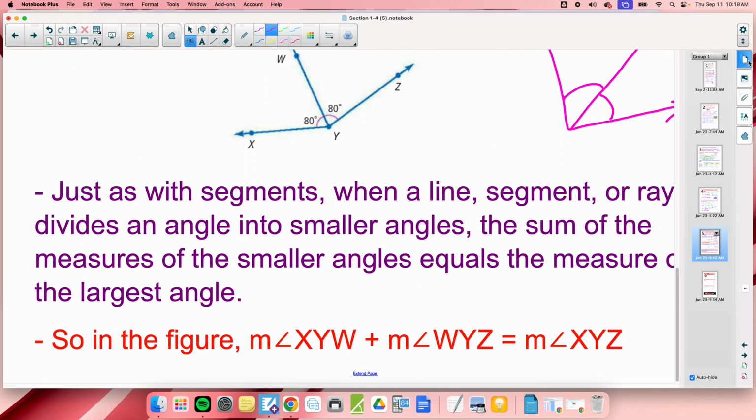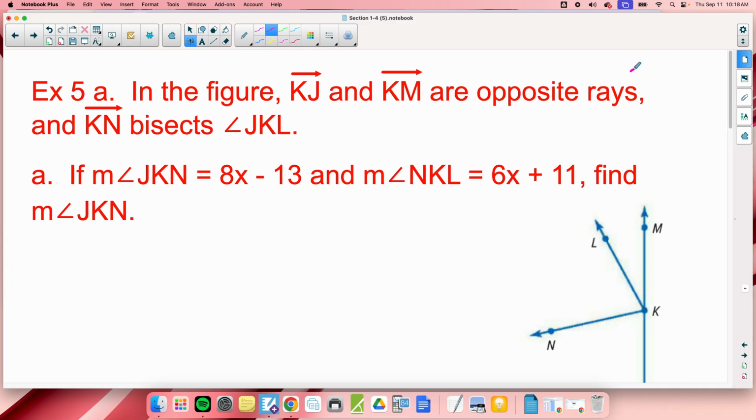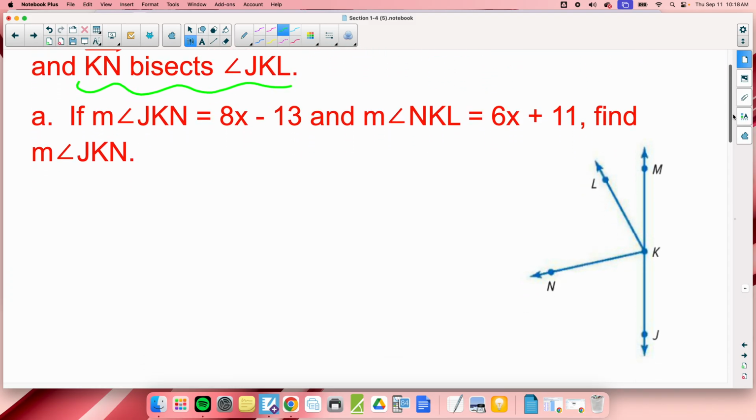So let's go to our last page. These 2 questions are not easy, and the last, like maybe 4 questions in your assignment today are not easy. So if you have questions, don't be surprised. So what we have to do is go back and read what our directions are each time, because they're gonna tell you that at least one ray bisects an angle, and then what you're gonna do is go to that angle and show what happens.